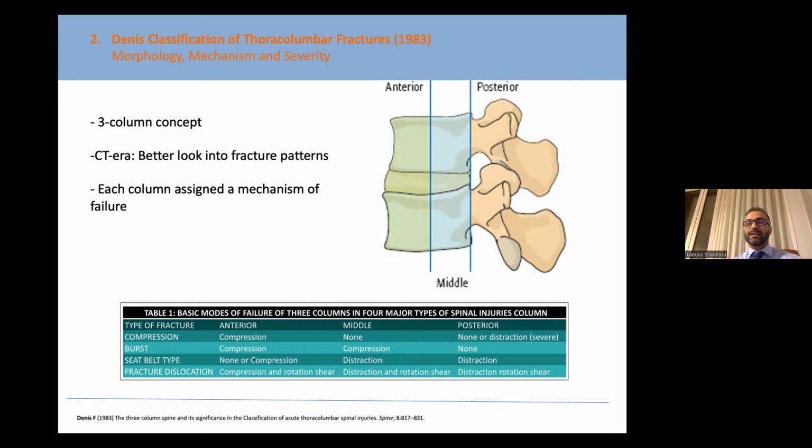So each column, the anterior, middle, and posterior column, is assigned a mechanism of failure. For example, I don't want to get too much into this. The anterior column sort of fails through compression, while the middle column can either fail through compression or destruction, and the posterior column almost invariably through destruction. Now, the anterior column is the anterior half of the disc and the vertebral body, the middle column the posterior half, and the PLL, and then whatever structures come rostrally to that are considered to be the posterior column.